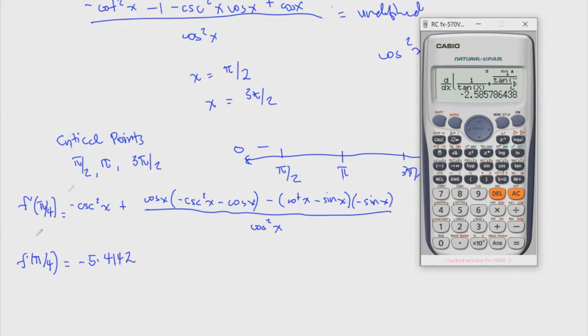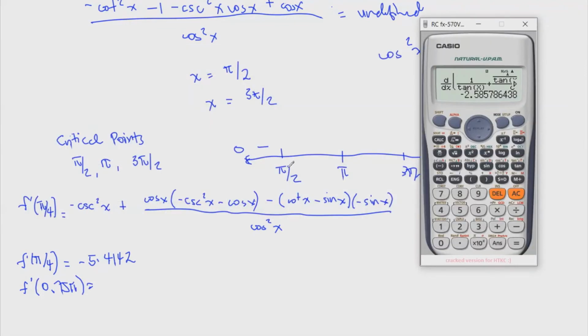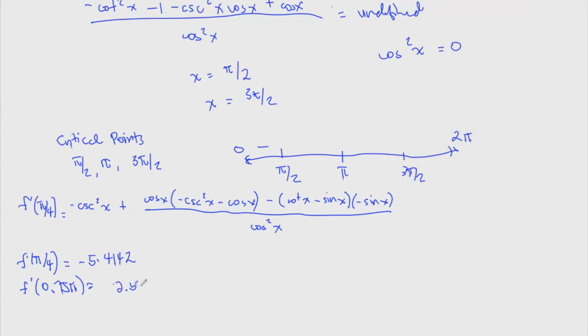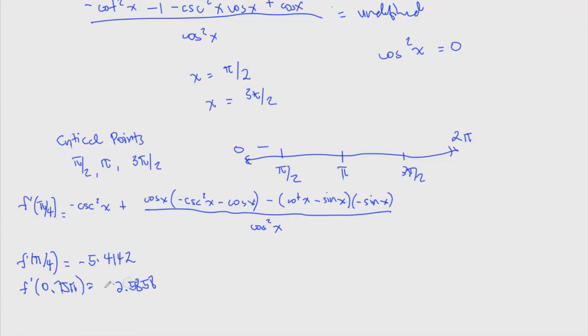So for f of 0.75 pi, which is in the middle of these two critical points, our answer is actually negative 2.5858, I think. Okay, so that is negative. So we also have negative right here.